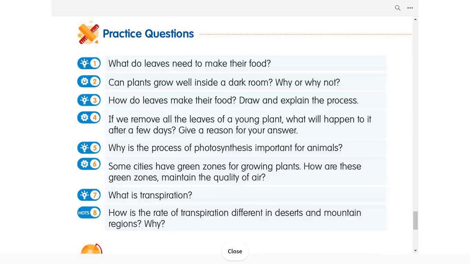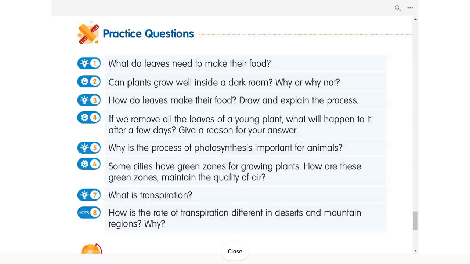Good. Plants cannot grow in a dark room. The answer is plants cannot grow well inside a dark room. They need sunlight to make their food.